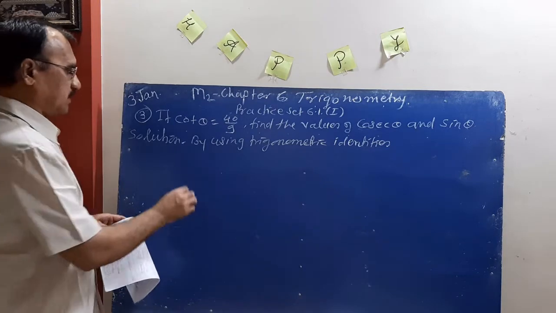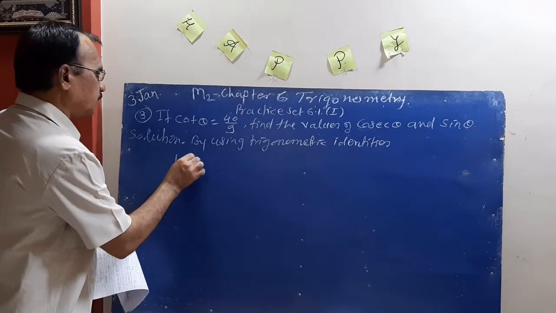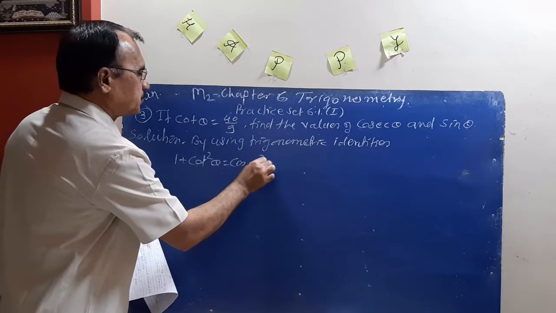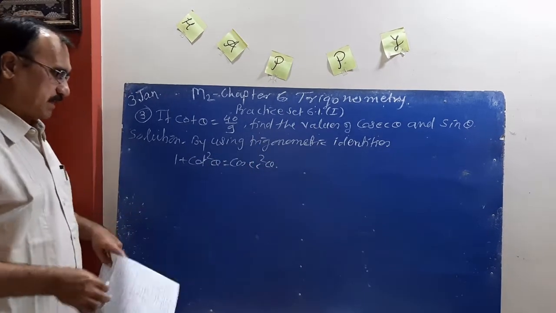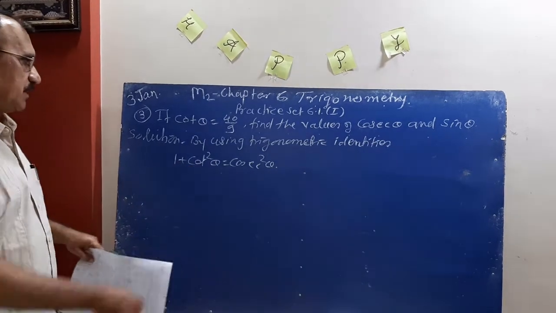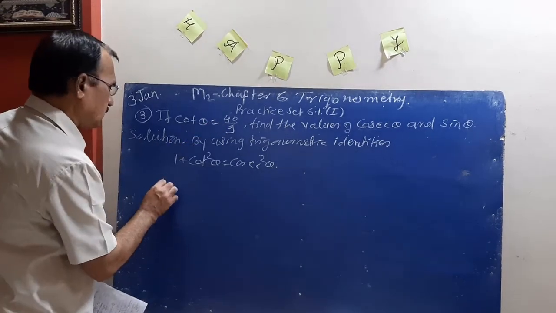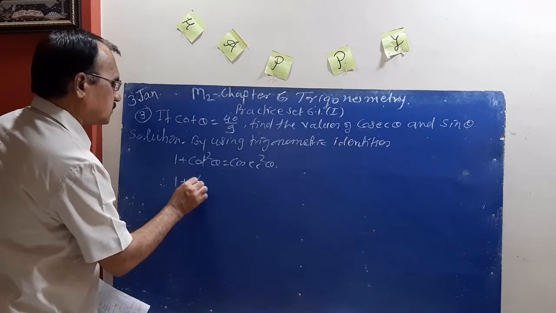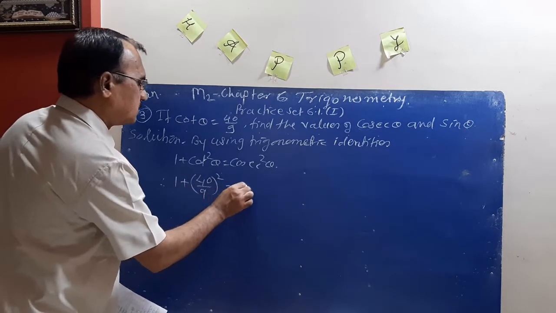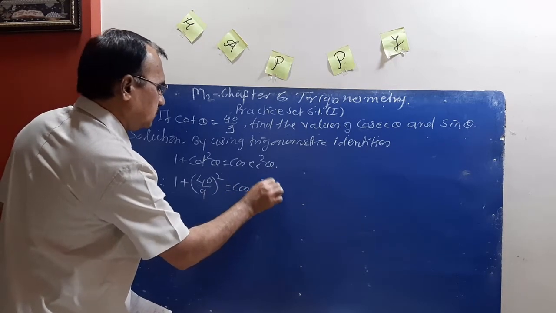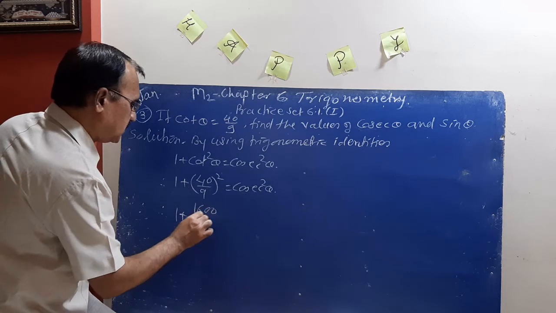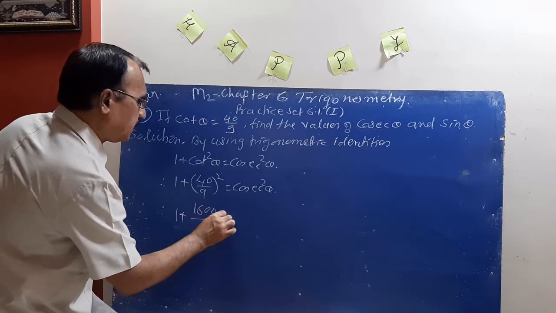1 plus cot square theta is equal to cosec square theta. We know this identity. Value of cot theta is given, and therefore 1 plus (40 upon 9) bracket square. Therefore 1 plus 1600 upon 81.